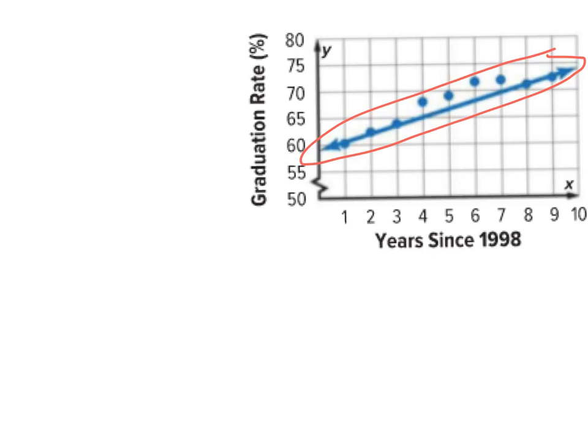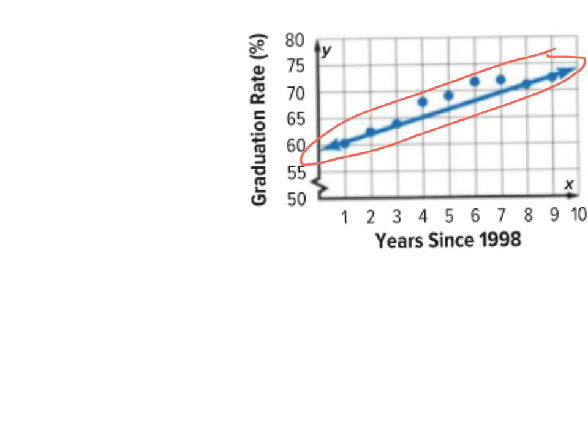So if I say that this is a weak positive association, then that means that my slope is not going up steeply, and this is not really a super strong relationship between my years since 1998 and my graduation rate. If this was a strong positive association, my points would probably be falling more in something like that direction, where I have a steeper positive slope.